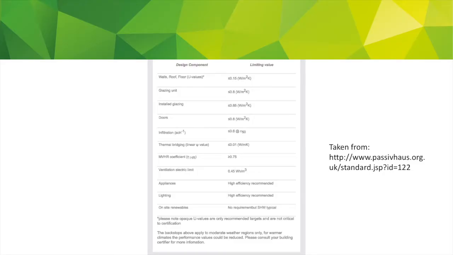All appliances have to be A rated. Lighting should all be high efficiency fittings. And on-site renewables, what we discussed previously in the series, is that there is no real requirement for renewables, and this is because the standards are looking at energy consumption, energy reduction, not carbon footprint. By reducing your energy consumption, it's reducing your carbon footprint, but it doesn't look at completely eradicating it or providing any additional energy generation on site.